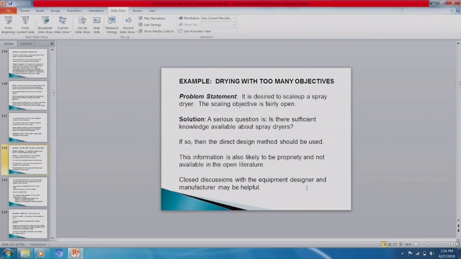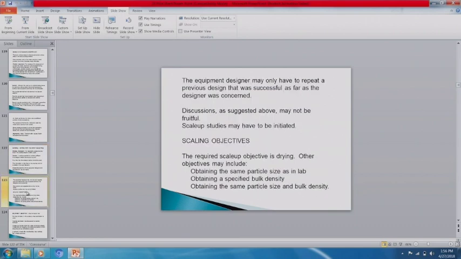So closed discussions with the equipment designer and manufacturer may be helpful. The equipment designer may only have to repeat the previous design that was successful as far as the designer was concerned. Discussions, as discussed above, may also not be fruitful, and scale-up studies have to be initiated.